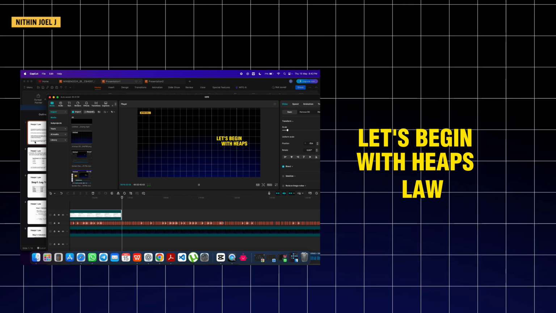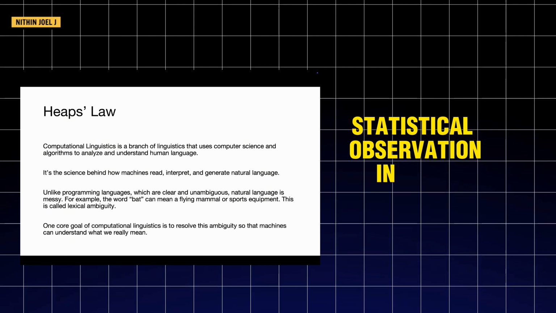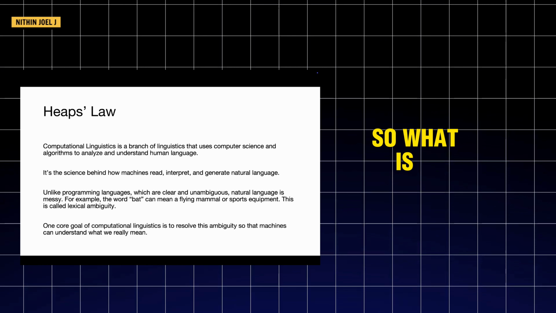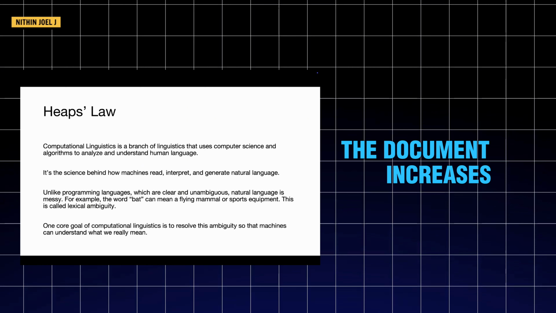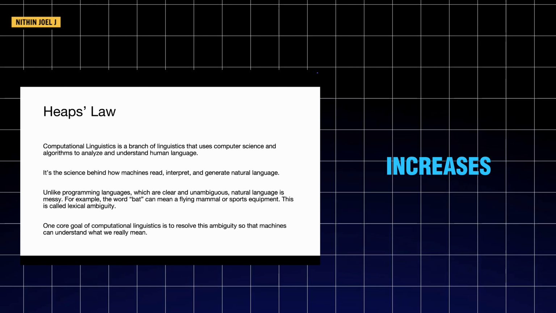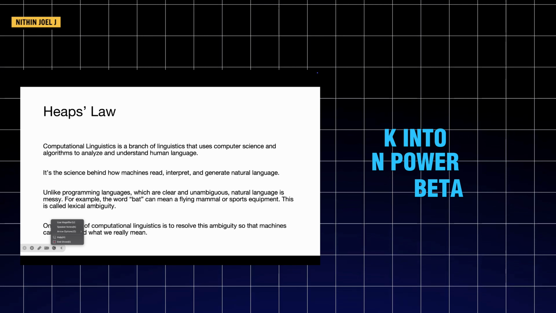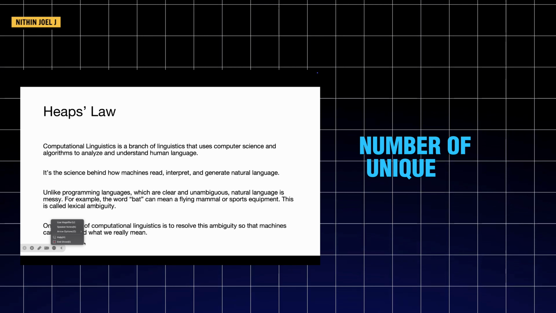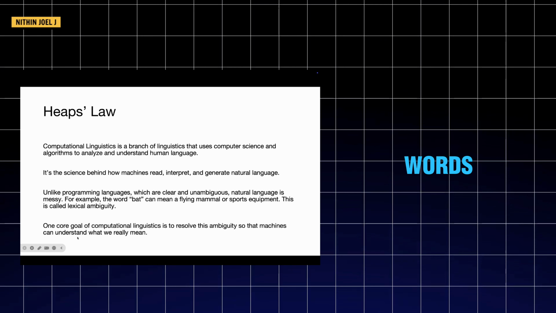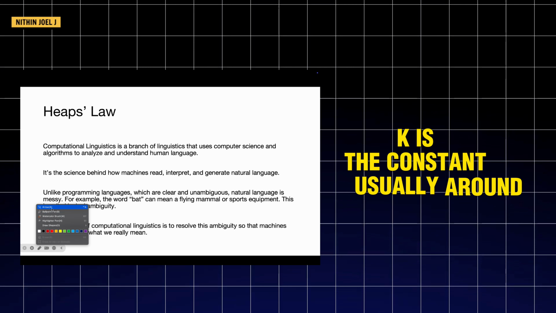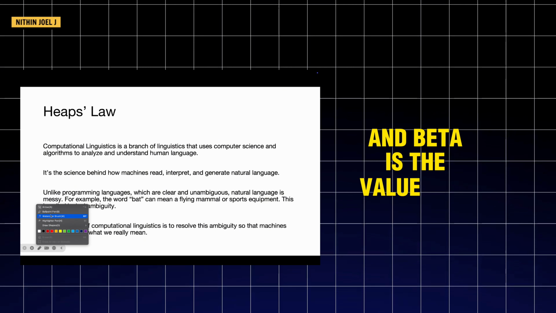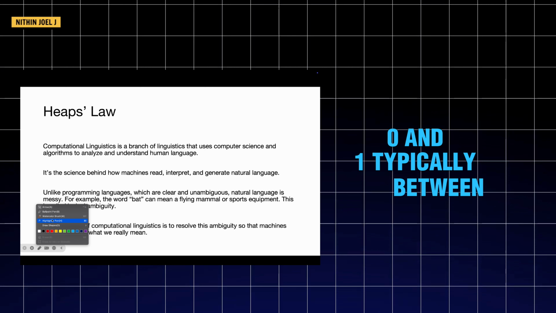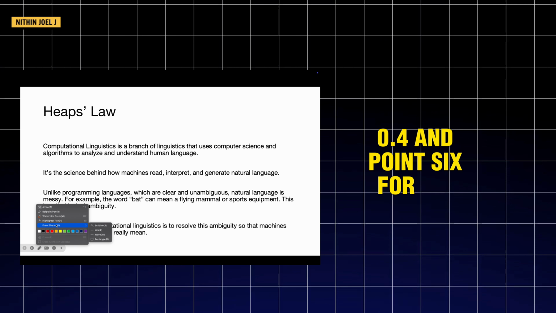Let's begin with Heaps' Law, an important statistical observation in language processing. So what is Heaps' Law? It tells us that as the number of words in a document increases, the number of unique words also increases, but at a slower rate. It is expressed as V(n) = k × n^beta, where V(n) is the number of unique words, n is the total number of words, k is a constant, usually around 10 to 100, and beta is a value between 0 and 1, typically between 0.4 and 0.6 for English.